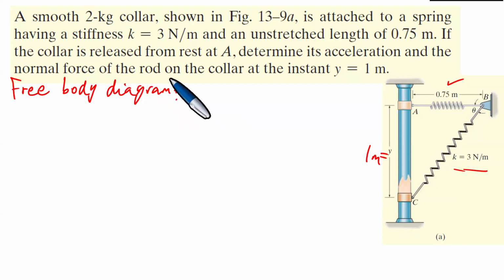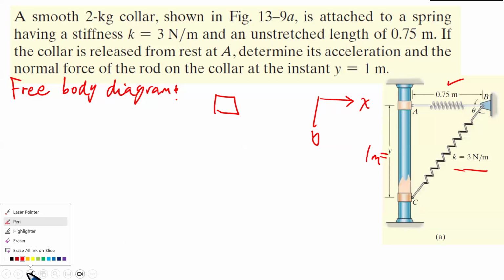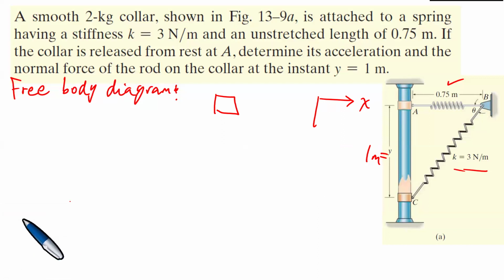A couple of things that we'll most certainly take into account: if this is the collar, and you analyze the coordinate system, y vertically and x horizontally, you understand, therefore, that it's going to be moving downwards and accelerating downwards. But this acceleration is not the acceleration due to gravity in free fall, because this is not in free fall. It is just sliding down and it will have a weight, which is 19.62 newtons.